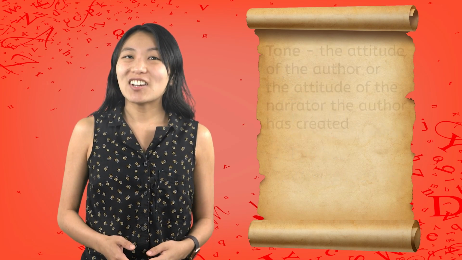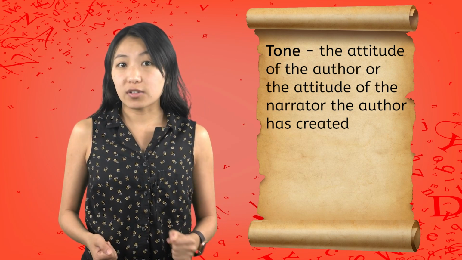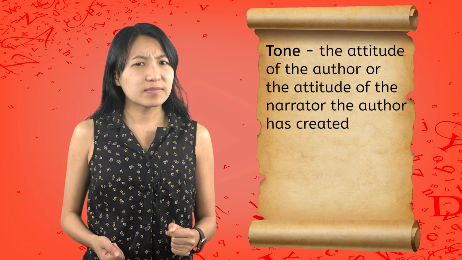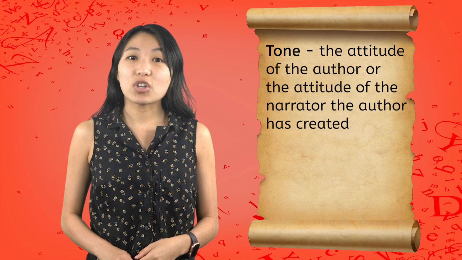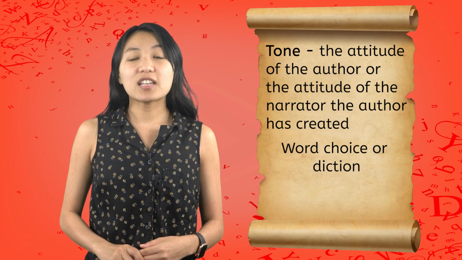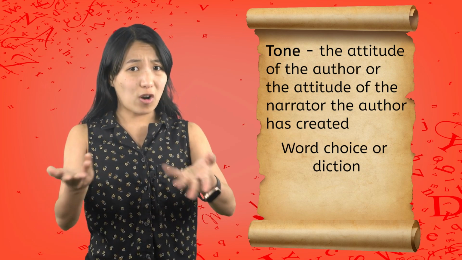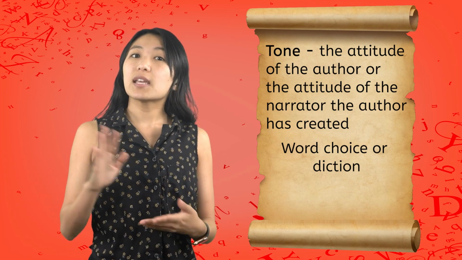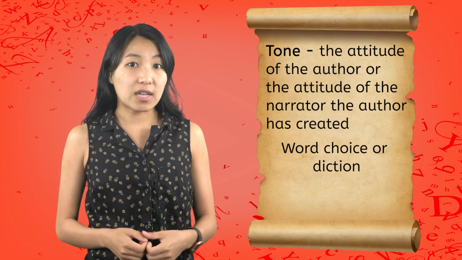As you know, tone is the attitude of the author or the attitude of the narrator the author has created. How is tone created again? That's right. An author develops their tone through their word choice, also known as diction. The words that they choose are intentional in creating a specific attitude. You've already got some experience in identifying the tone of a passage, so let's take a look at how tone interacts with and influences other literary elements.